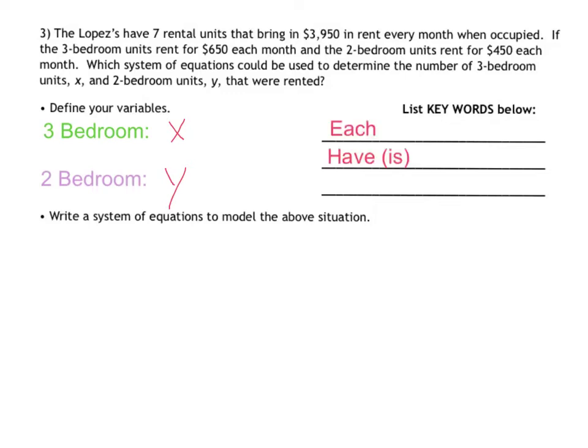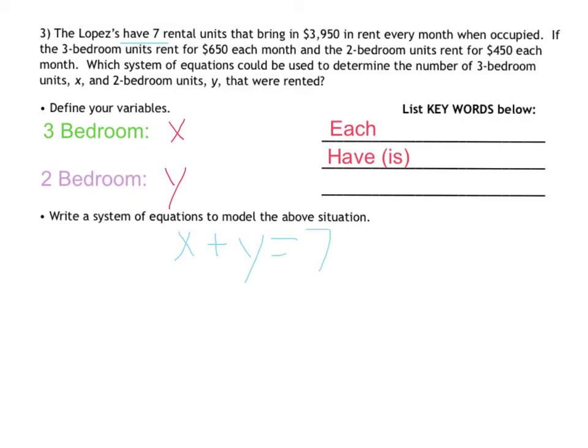The keywords I found were each, which I know means multiplication, and have, which kind of represents the word is, which is the equal sign. So the first equation, we need to talk about what's the total number of units that they have. Well, clearly in the first sentence, it tells me that they have 7 units. Well, what are the two different types? The 3-bedroom and the 2-bedroom. So the 3-bedroom is the X, plus they have the 2-bedroom kind, which is Y. And how much do they have of them? They have a total of 7.